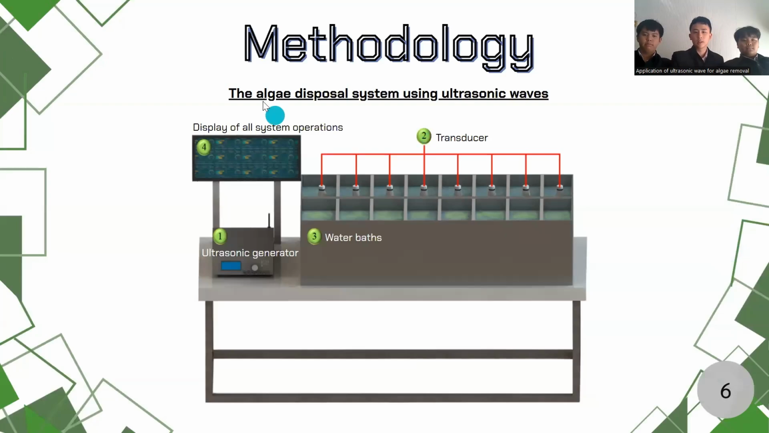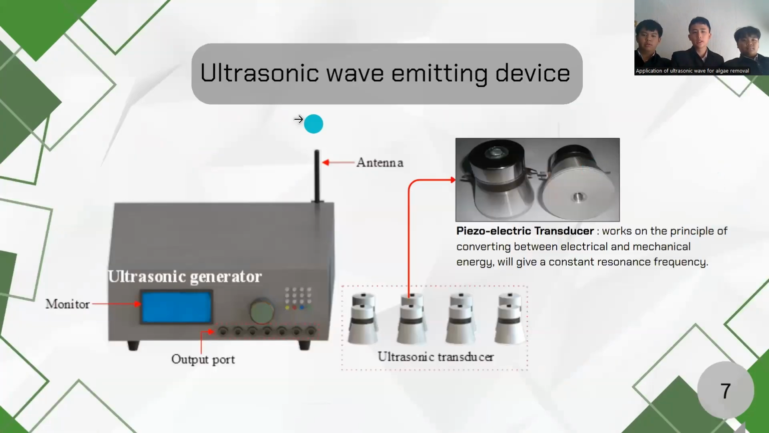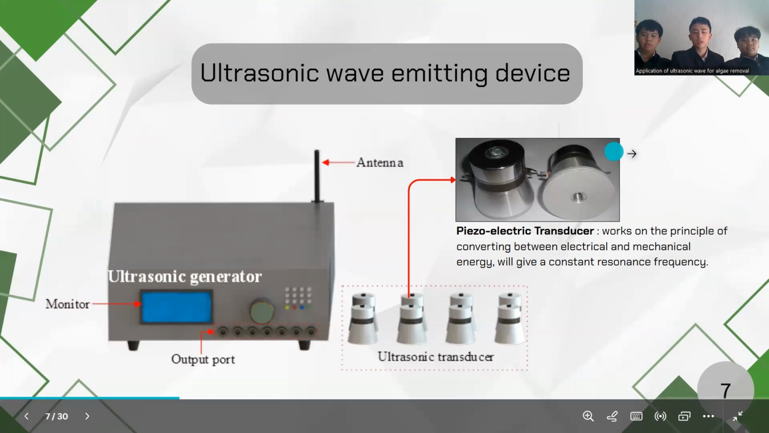The next part is methodology. We will talk about the algae removal system using ultrasonic wave. It consists of 1. Ultrasonic generator, 2. transducer, 3. water bath, 4. display of overall system. The next slide is ultrasonic wave imaging device that uses a piezoelectric transducer.